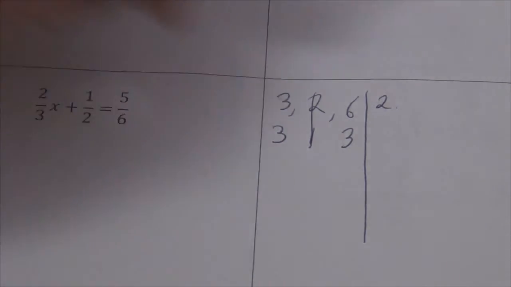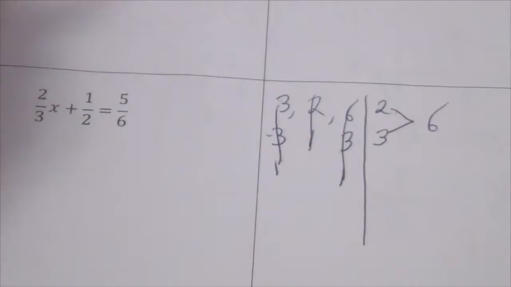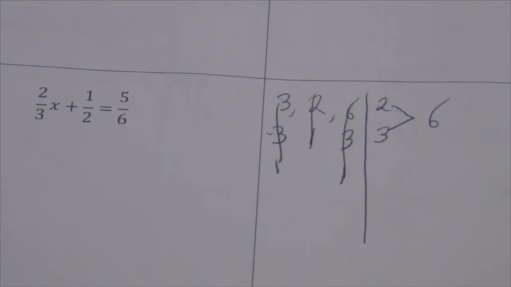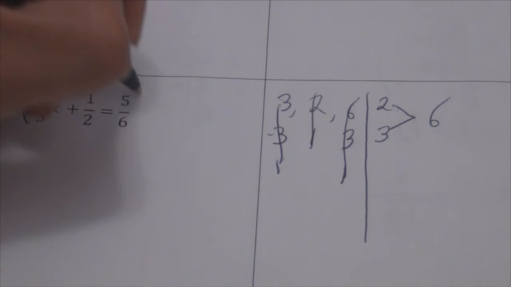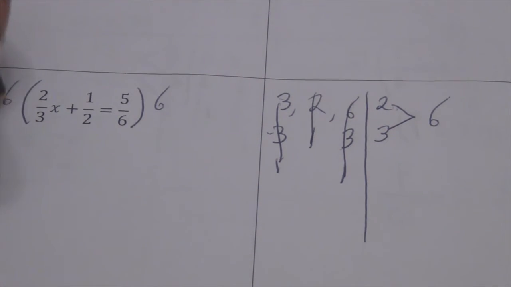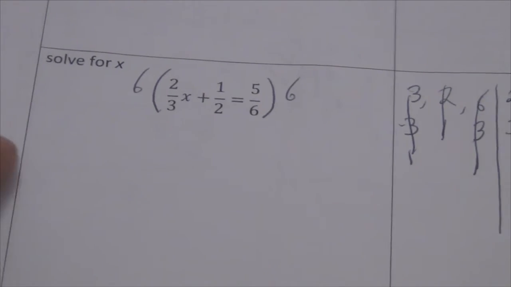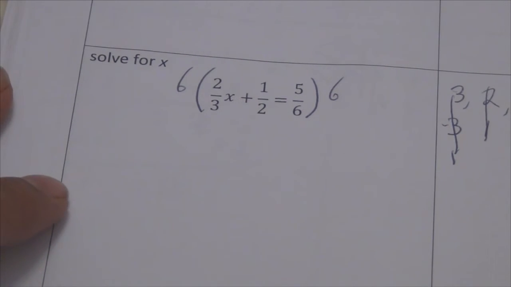Next number I can divide by? 3. Okay. 3 divided by 3, 1. 3 divided by 3, 1. And multiply this, and that is your LCD, your least common denominator. So that means that I'm going to multiply the whole equation by 6. See, I'm repeating over and over what we're doing until you understand it.